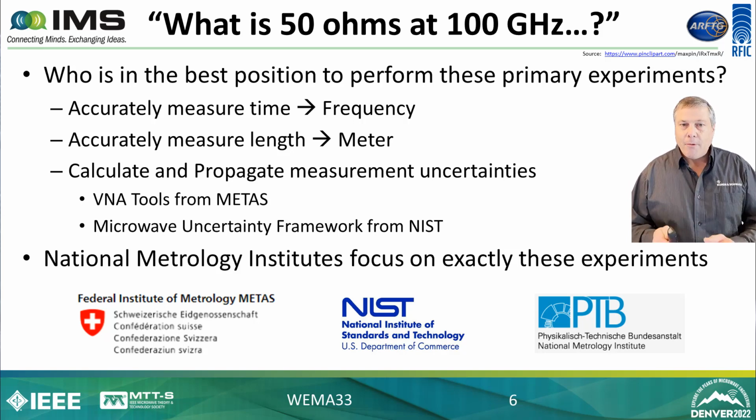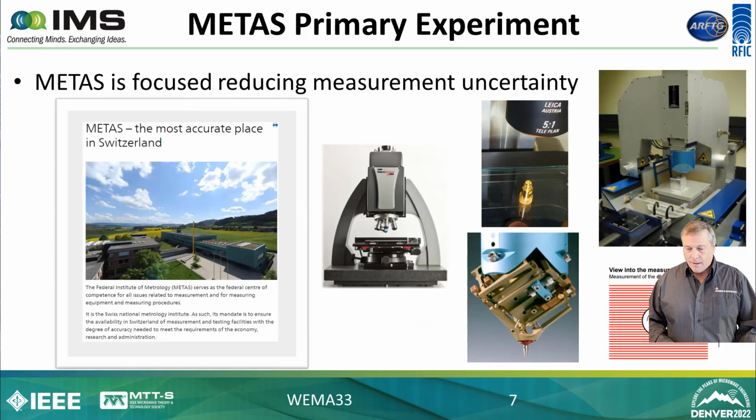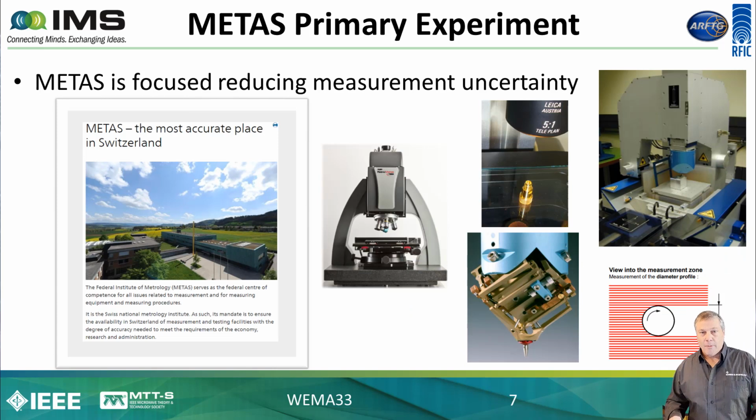And these are the places that are in the best position to make these measurements, to do this primary calculation, using the tools and the techniques and the equipment that they have. And so that's what we're going to talk about a little bit next. In this case, we're going to focus a little more on what's being done at METAS in Switzerland. They are currently leading the way with respect to improving measurement uncertainty for S parameters. They have all of the equipment.